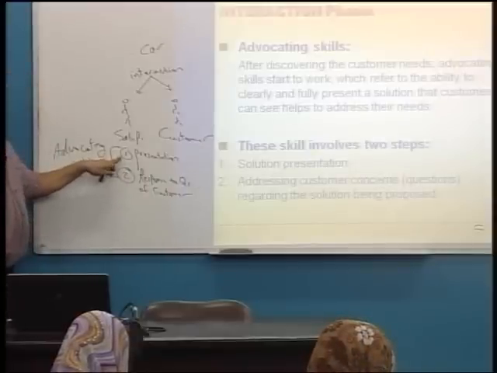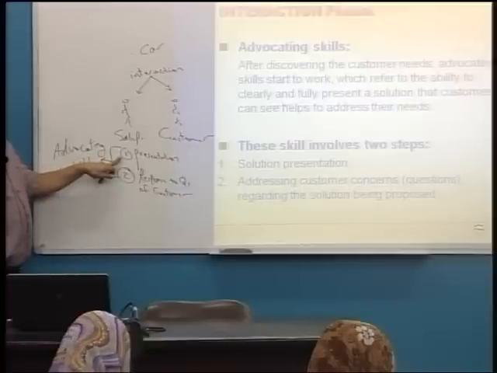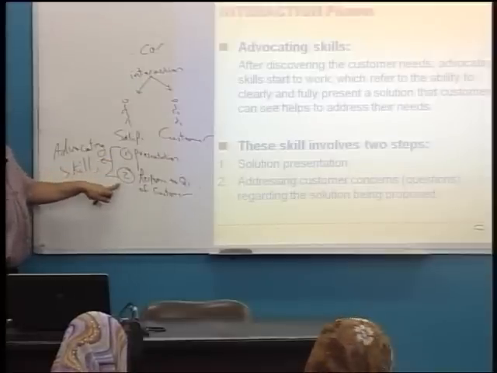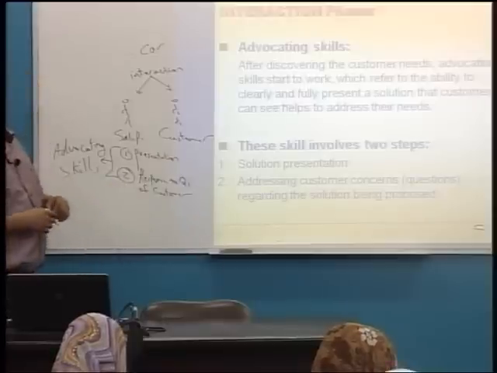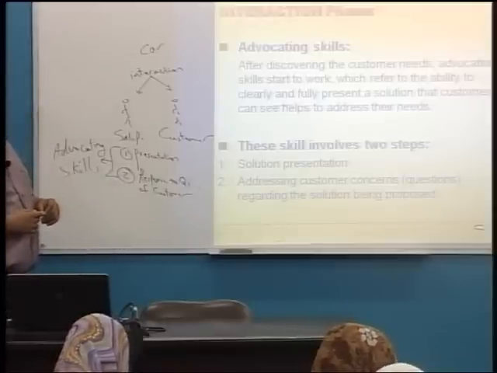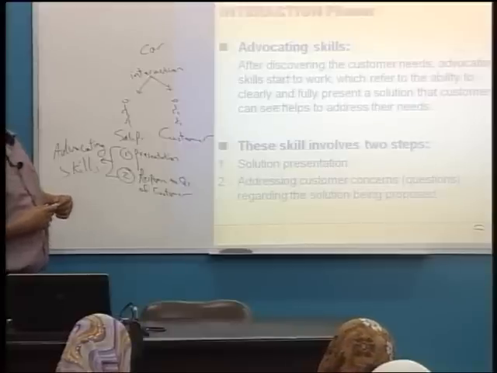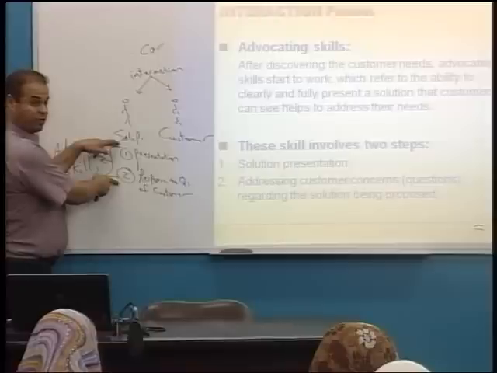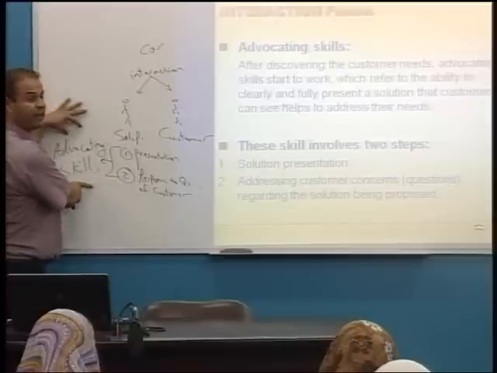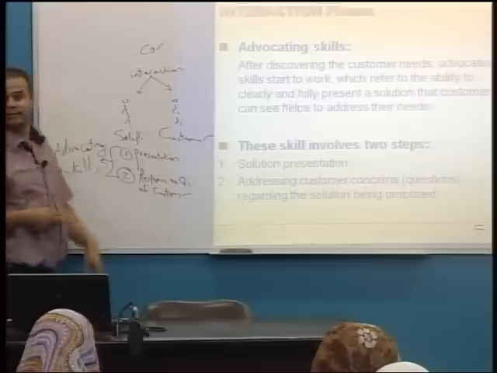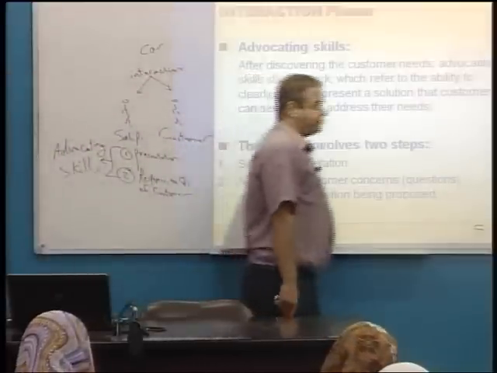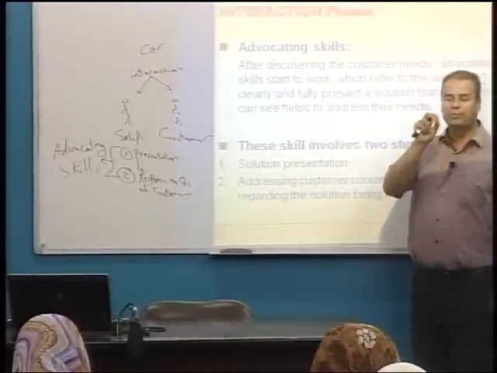First, me as a salesperson, I must be articulate. I must be able to present something good and nice about the product or the service which I would like to sell. Number two, I should listen attentively to any questions that might be raised by the customer. Later on, I must be able to answer them in a very nice and good way. If you collect these two things, this means you are mastering and exercising advocating skills. Clear?